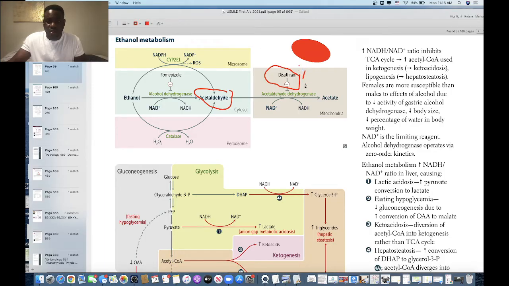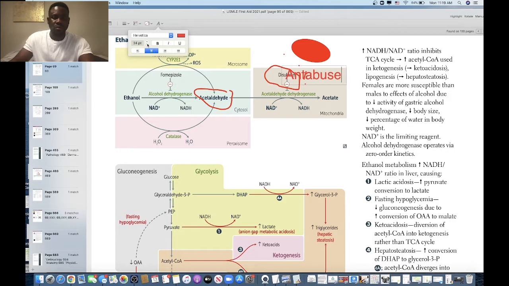Where is it? Antabuse. I don't know. It's also known as antabuse. I can just type it in here. Yeah, here. So it's called antabuse if you want the name. Yeah, another name for disulfiram is antabuse, like that. Yeah, I can make it bold like that. Good.